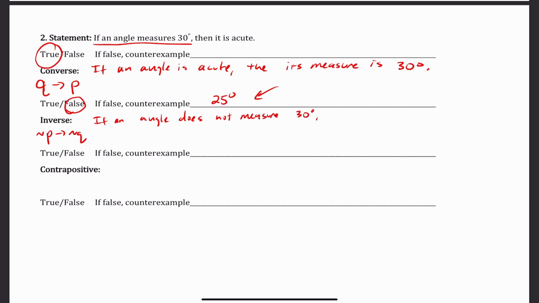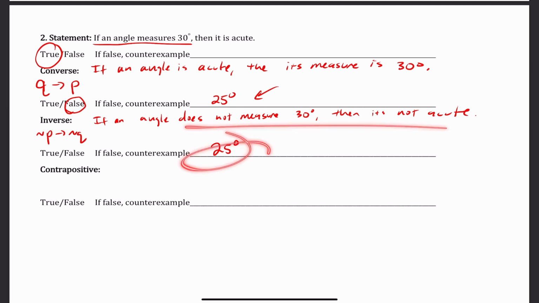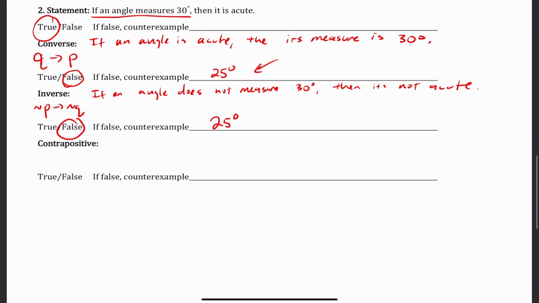Okay, and I would say if an angle does not measure 30 degrees, then it's not acute. So if an angle is something that doesn't measure 30 degrees, does it imply that it's not acute? Well, I'm thinking of a number that isn't 30, like 25 again, but it's acute, right? So this basically is my counterexample to that. So 25 degrees is a great counterexample to that. So this is false.